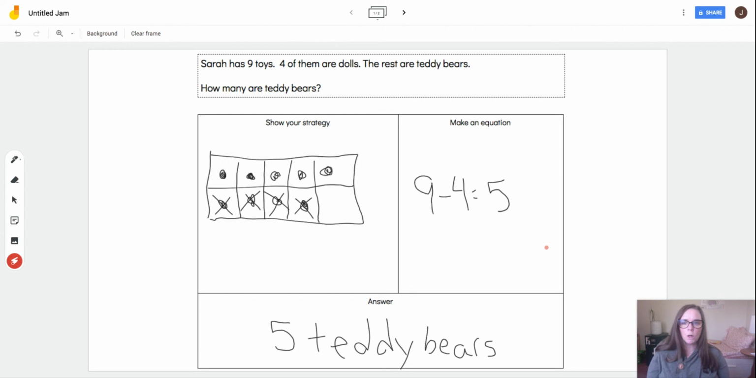Make sure your work is clear and organized. And don't worry too much about making your pictures or your strategies look perfect. Just make sure that they are clear and organized.